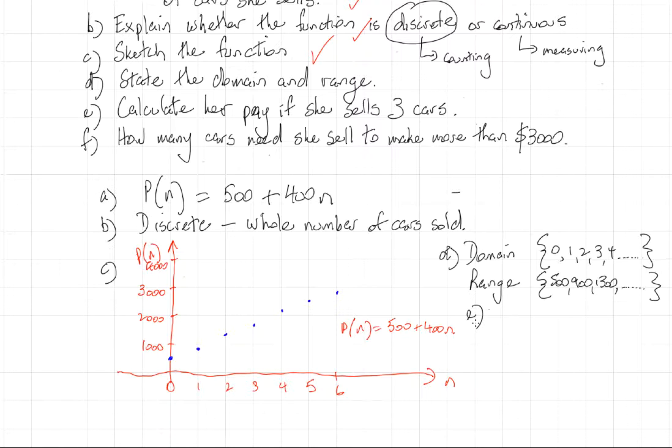Calculate her pay if she sells 3 cars. Well, we've already done that, but just to show you how to write it. So we've got P of 3. Now that means I'm going to put 3 in for n: equals 500 plus 400 times 3, equals 500 plus 1200, so $1,700.